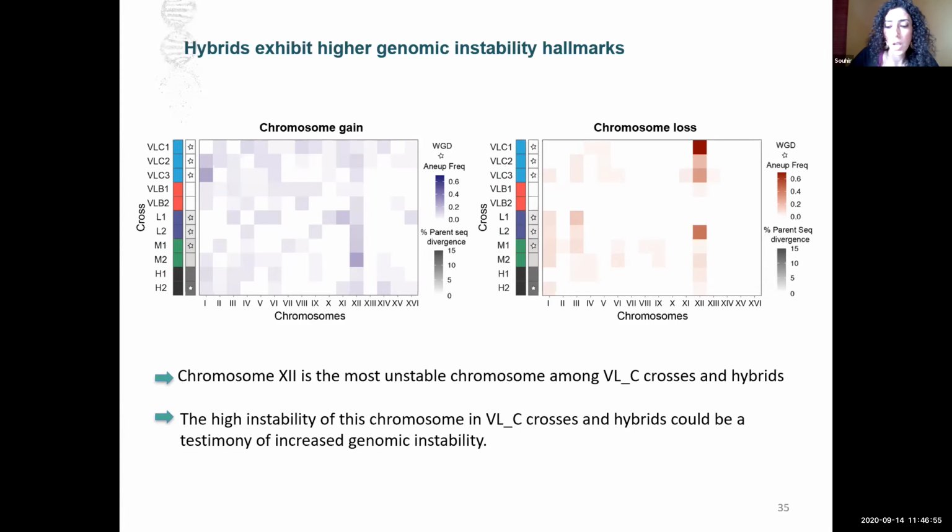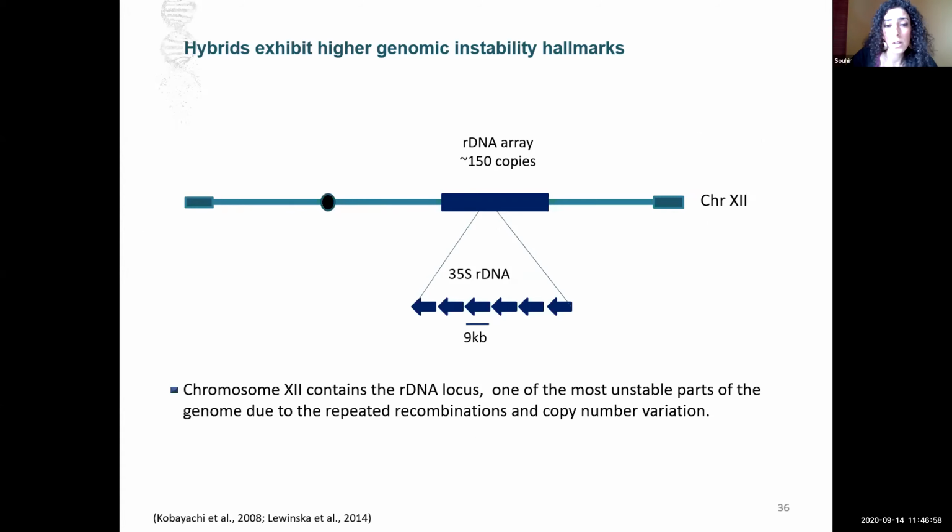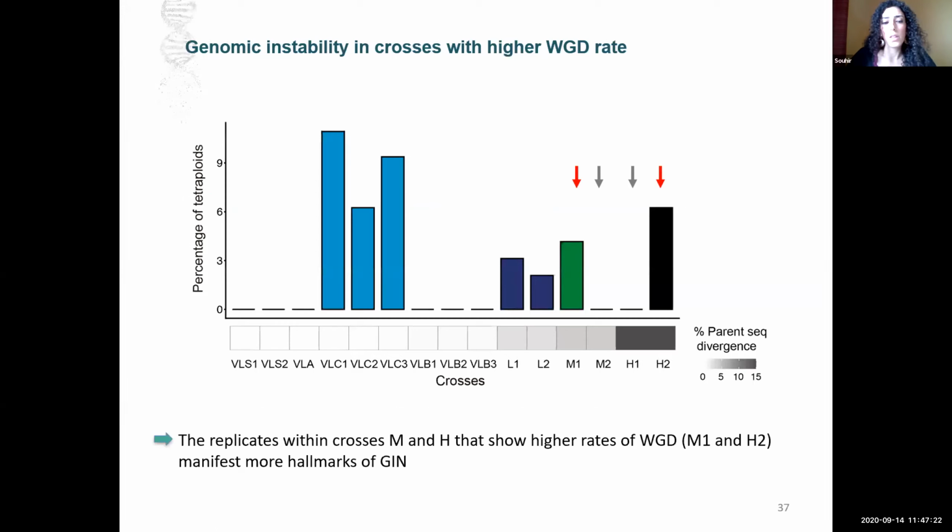Indeed, this chromosome in yeast contains the ribosomal DNA array locus, which is a highly repeated sequence of 9 kb encoding for ribosomal DNA. This region has been described to be one of the most unstable parts of the genome due to repeated recombination and copy number variation. Then we also observed higher genomic instability hallmarks in the biological replicates in M and H hybrids, which show higher rates of whole genome duplication.